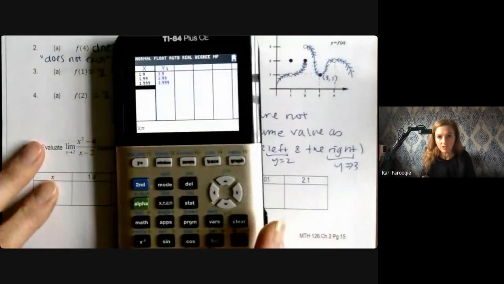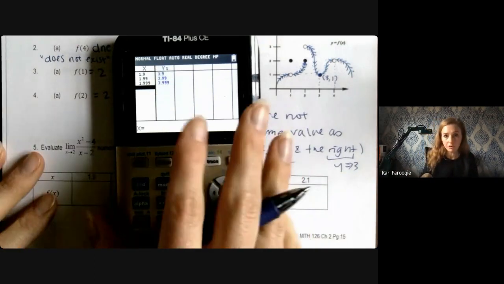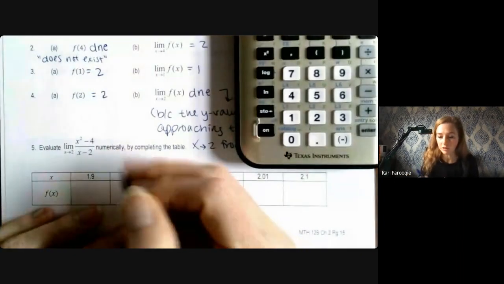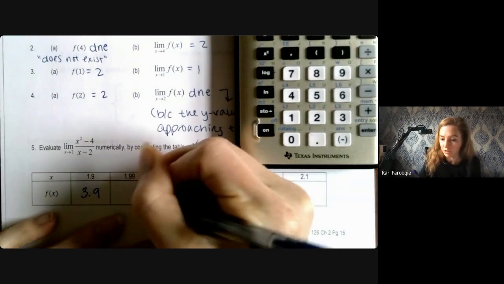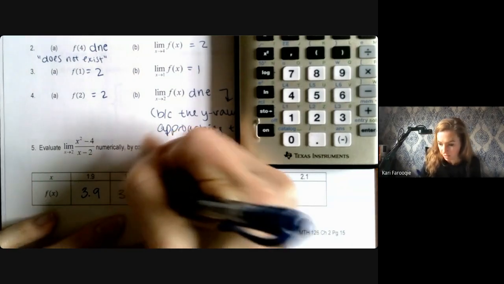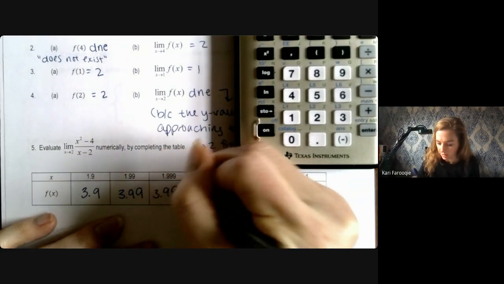Now, when you enter these in your calculator, you're going to get some y values on that function. I'm going to go ahead and just put these y values down first, since these were the ones I had on the left. So when I entered x equals 1.9, I got 3.9. And then at 1.99, I got 3.99. And at 1.999, I got 3.999.